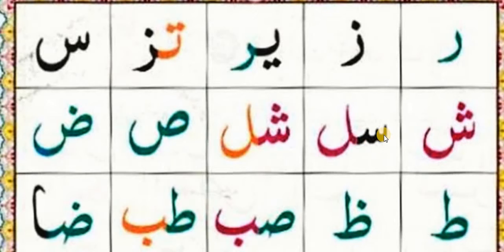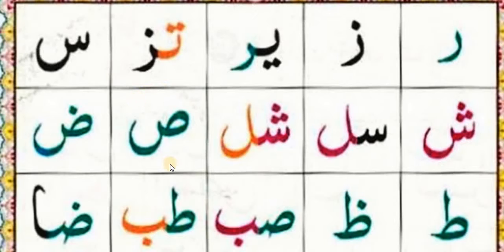Here first one is the short form of Sin connected with Lam. So we will read Sin Lam. Sin, Lam. Next is Shin Lam. Shin, Lam.